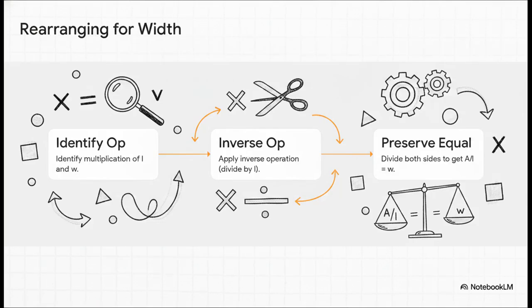To solve for our target variable, W, we look at the right side of the equation and ask, what's happening to it? Well, it's being multiplied by L. To undo that, we just apply the inverse operation. The inverse of multiplication is division, right? So using the division property of equality, we divide both sides by L. By doing it to both sides, we preserve equality, and that leaves us with our brand new rearranged formula: A divided by L equals W.